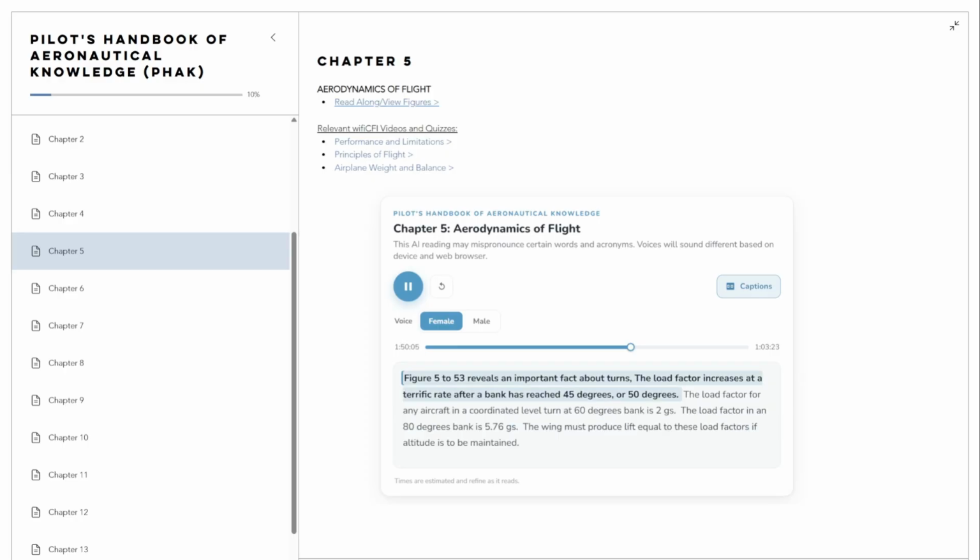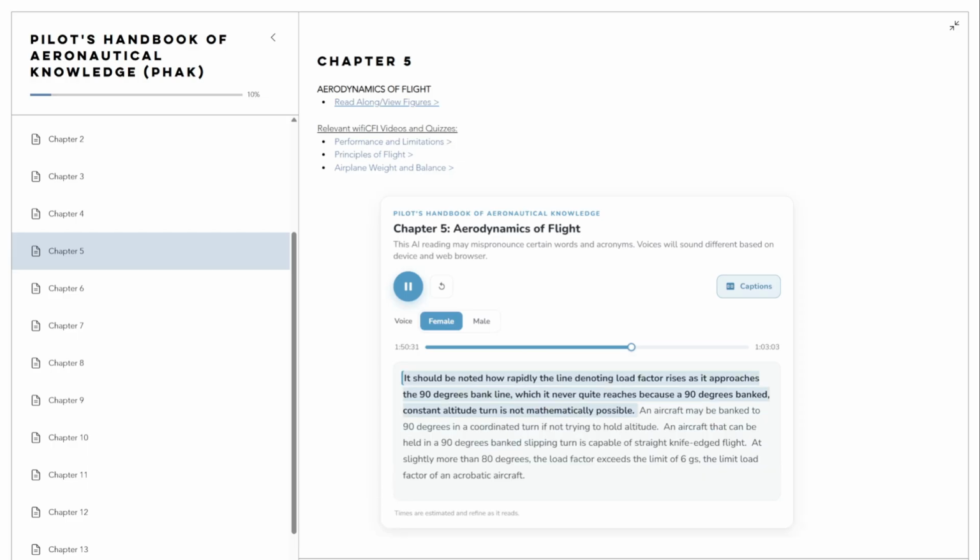Figure 5-53 reveals an important fact about turns. The load factor increases at a terrific rate after a bank has reached 45 or 50 degrees. The load factor for any aircraft in a coordinated level turn at 60 degrees bank is 2 Gs. The load factor in an 80 degree bank is 5.76 Gs. The wing must produce lift equal to these load factors if altitude is to be maintained.